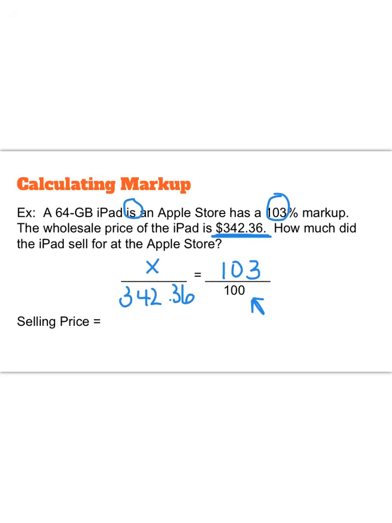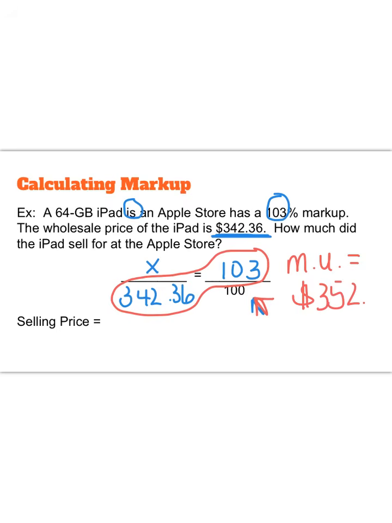So if we go ahead and use our proportion rules, we know that we're going to multiply those two numbers. So take $342.36 times 103, and you're going to divide by this 100. So the markup, I'm going to use MU. The markup is $352.63 if we round that to the nearest penny.